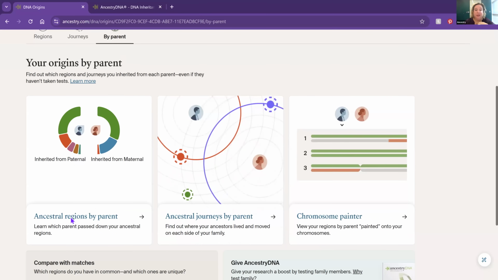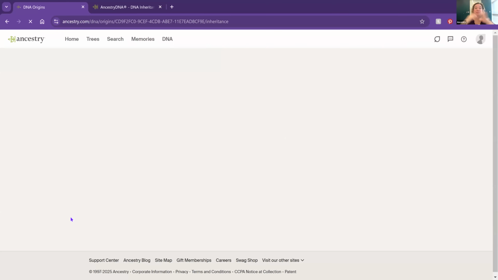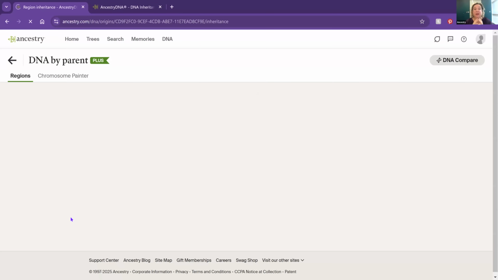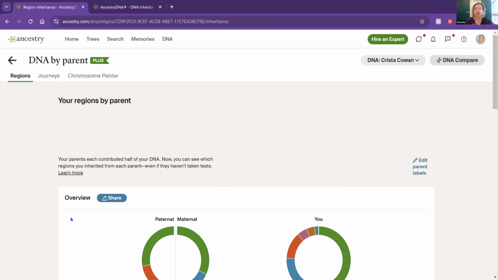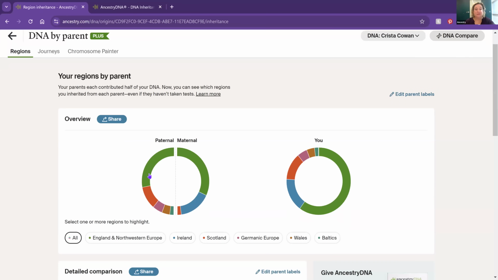So for example, if I look at my ancestral regions by parent, I probably would have never been able to tell because my parents are very similar genetically, right? Lots of European, a little bit of Irish from both, some Scottish in both, right? So it would have been difficult to tell them apart.